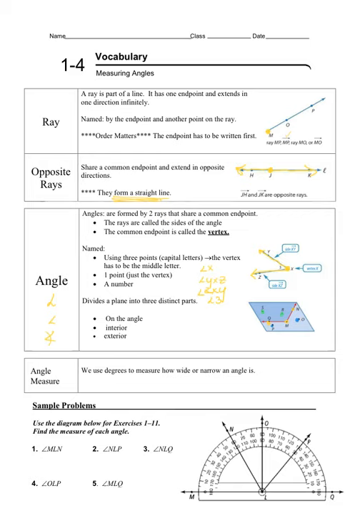And then the last vocabulary word that we're really going to talk about is angle measure, and we use degrees to measure how wide or how narrow an angle is.